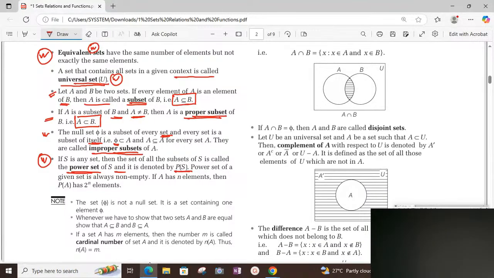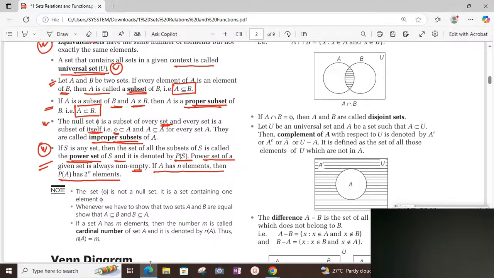The given set is always non-empty. The power set of a given set is always a non-empty set. It means that for the empty set, we have a problem finding the power set. If A has n elements, then the power set of A has 2 to the power n elements. I hope there is no problem understanding the details up to this step.